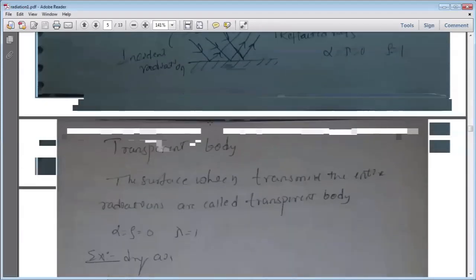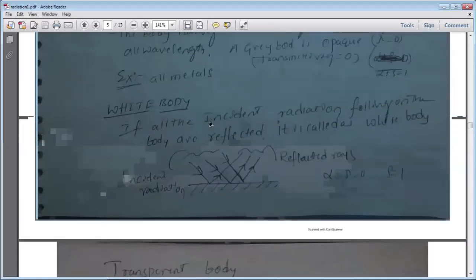For example, a mirror is a white body. In the solar system, a mirror is used to face the sun. Whatever sun radiations fall on the mirror, it will reflect. The rays will be reflected and concentrated on a particular area of the solar panel, hence the efficiency of the solar panel will be increased.